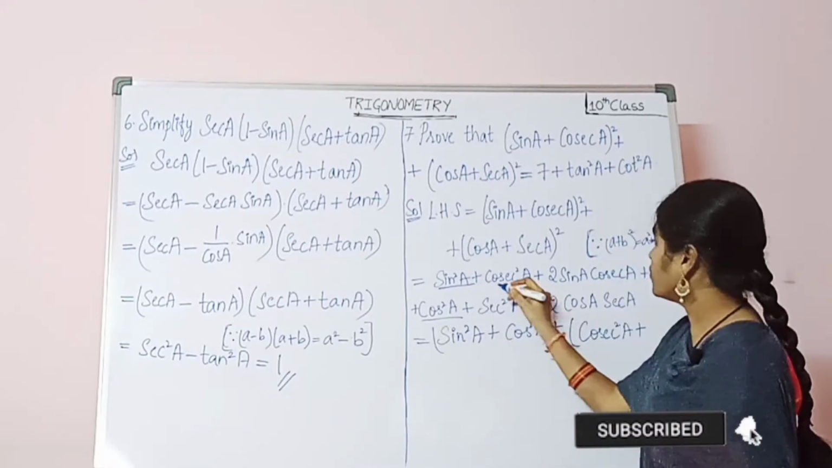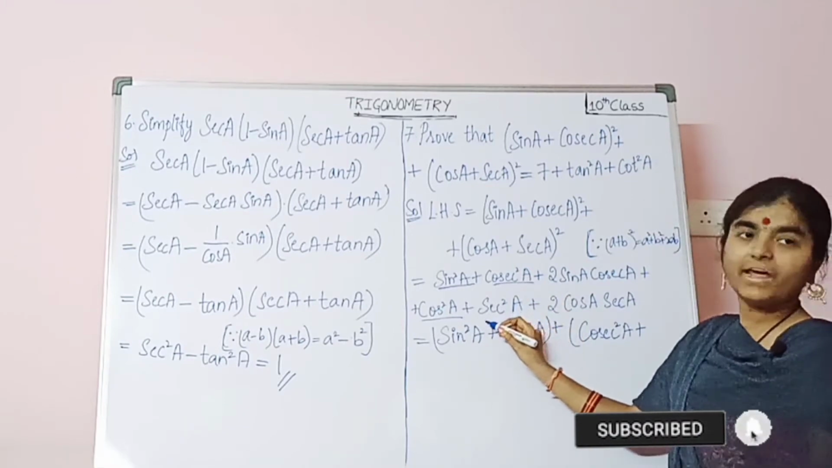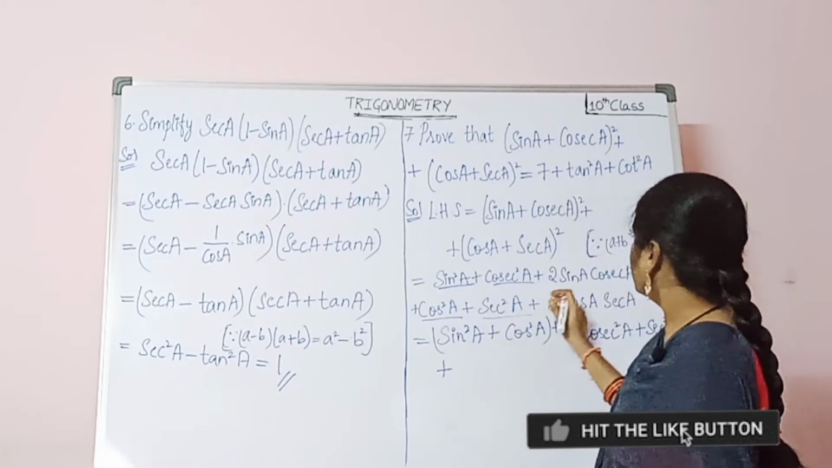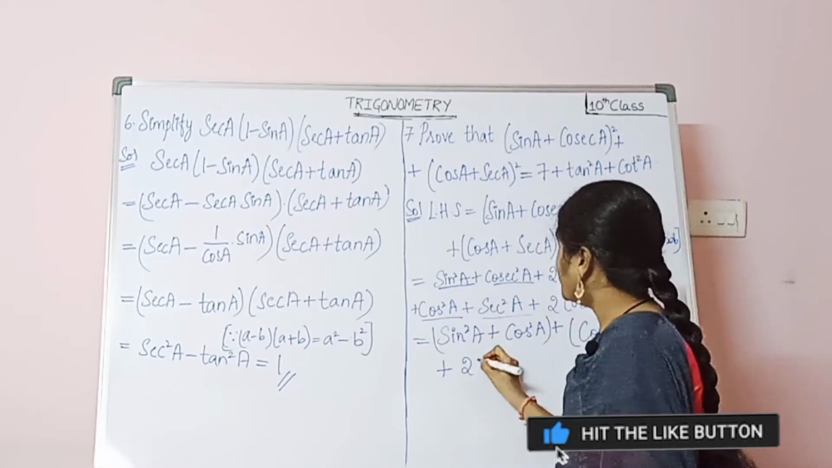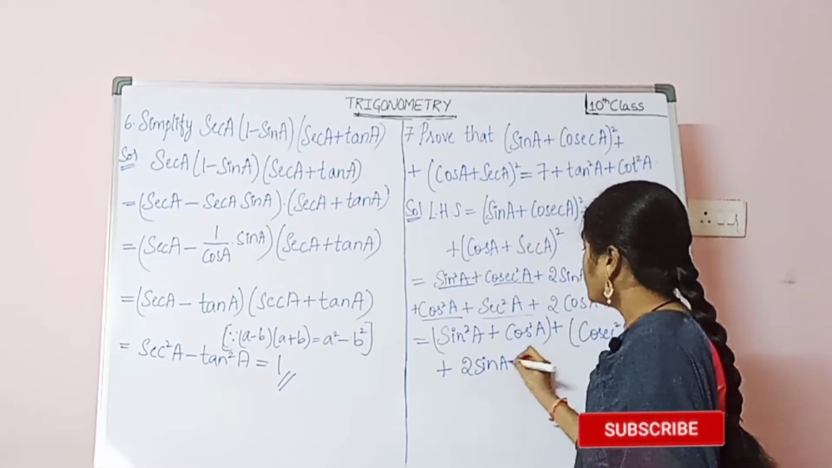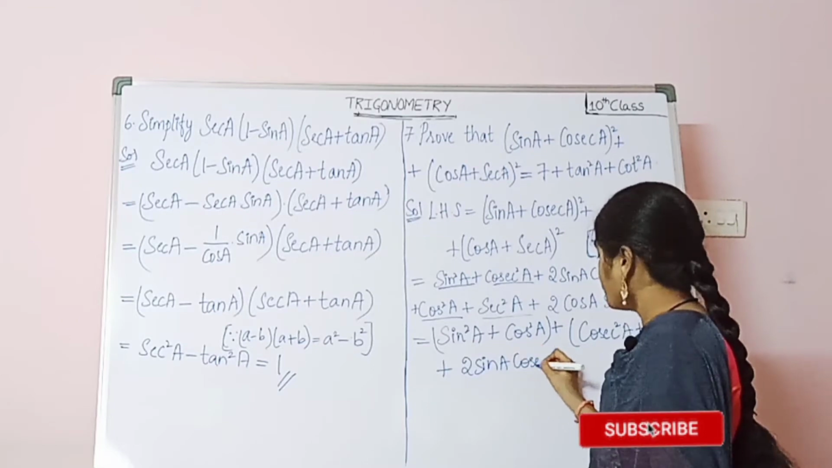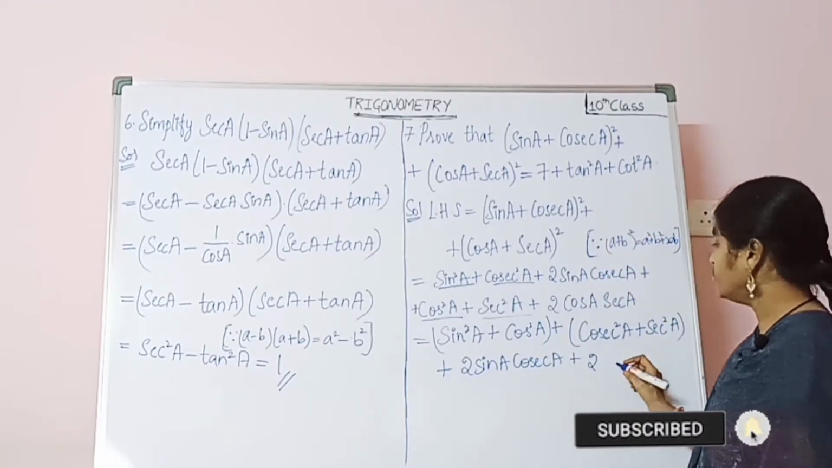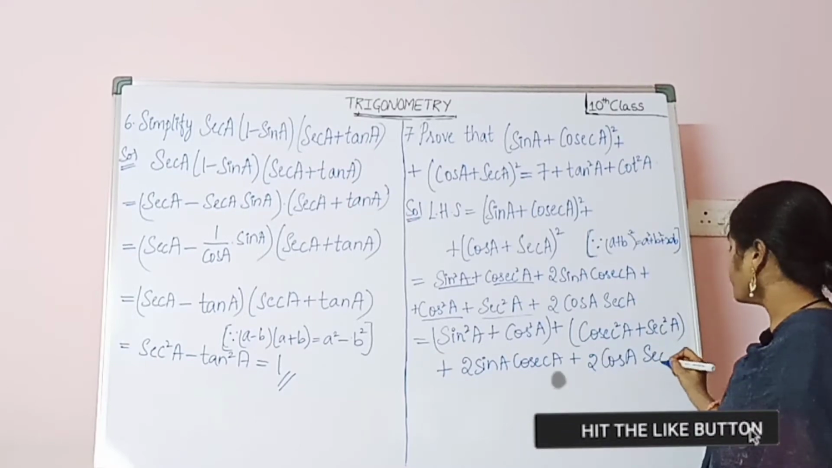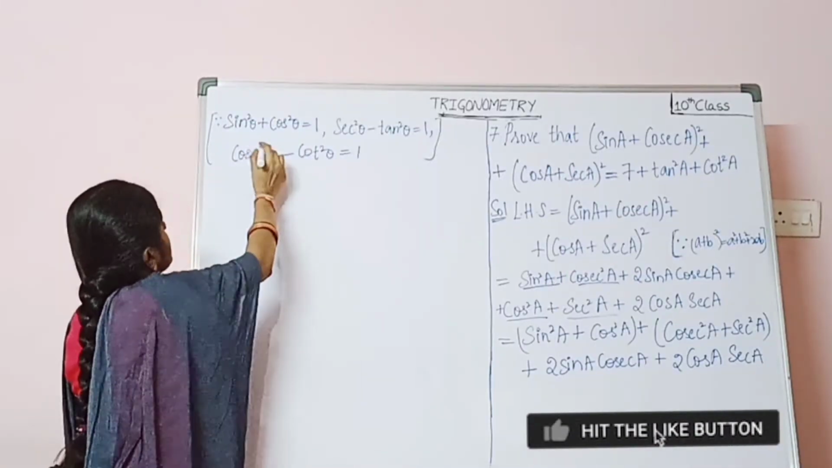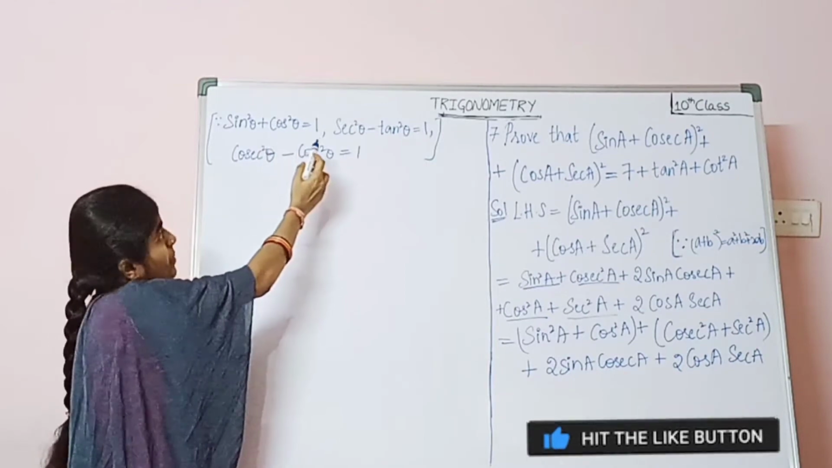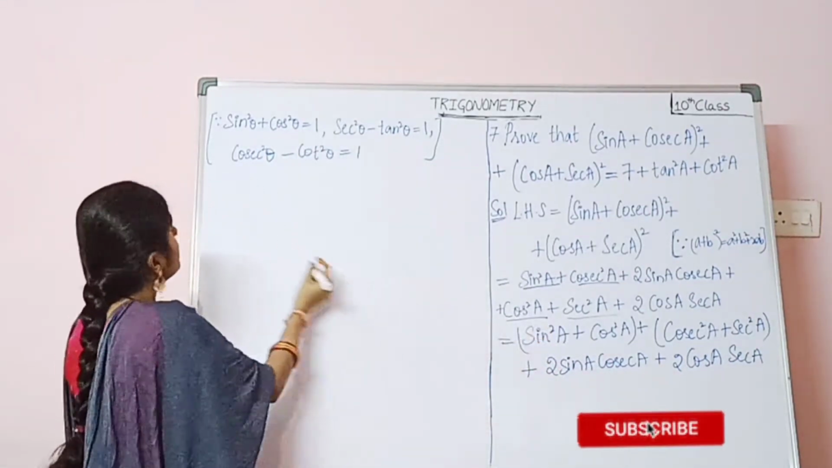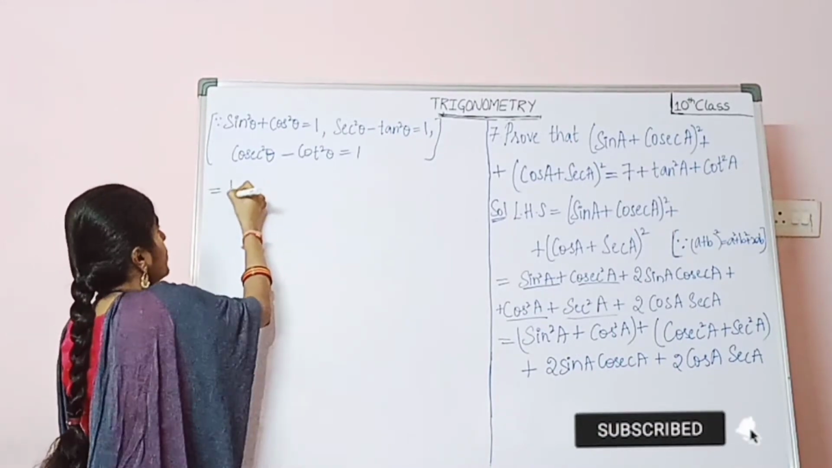plus cosecant square A plus secant square A plus, now what is remaining here? 2 into sin A cosecant A plus 2 into cos A secant A. Since from the trigonometric identity sin square theta plus cos square theta equals 1, here sin square A plus cos square A equals 1. That equals 1 plus.